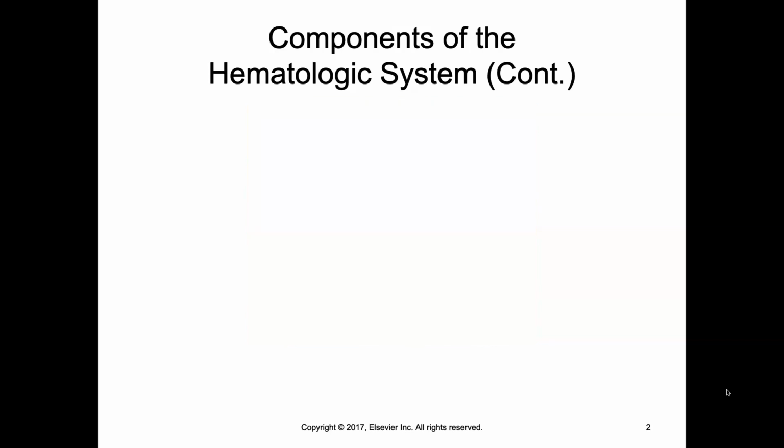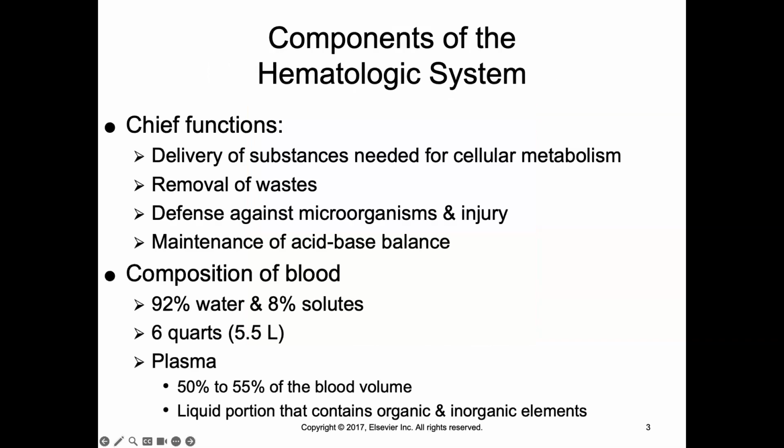So, different formed elements in a liquid matrix. So bottom line is that blood is connective tissue. It is liquid connective tissue.